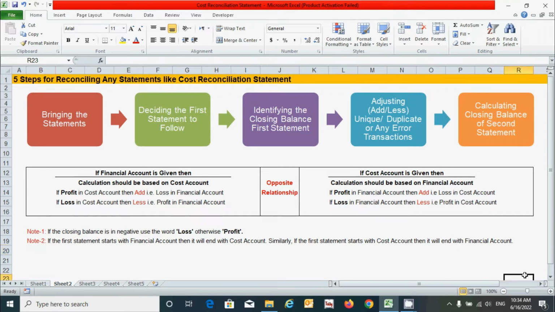Based on this rule and our current understanding of this statement, let's start to prepare the cost reconciliation statement.